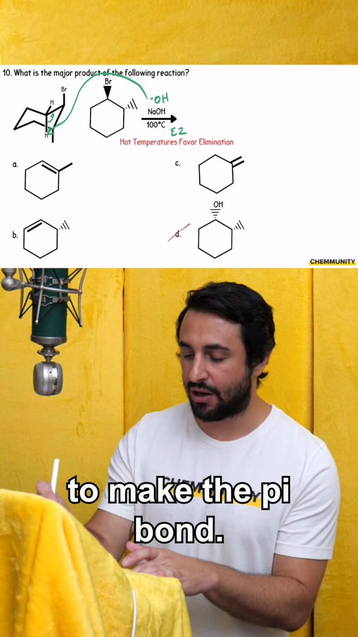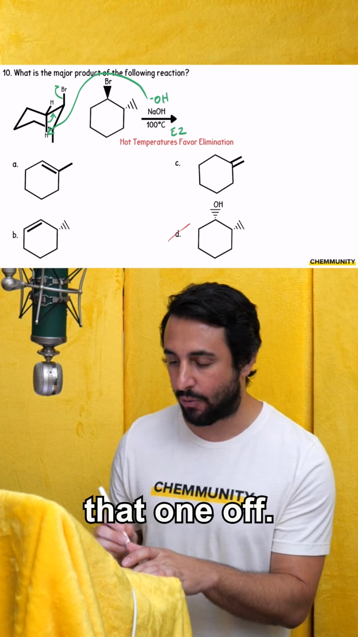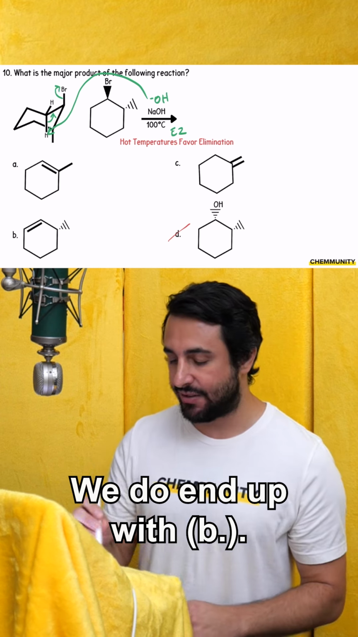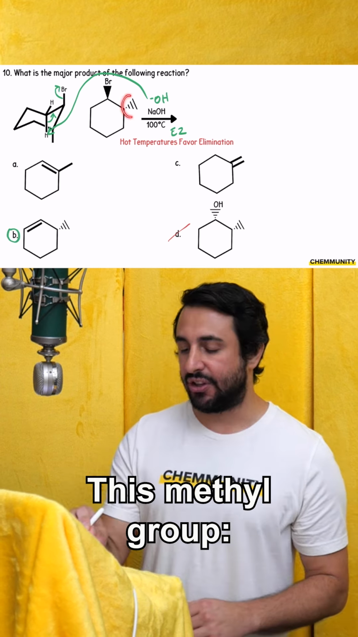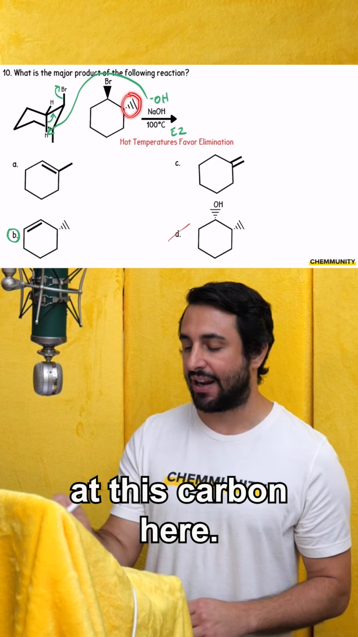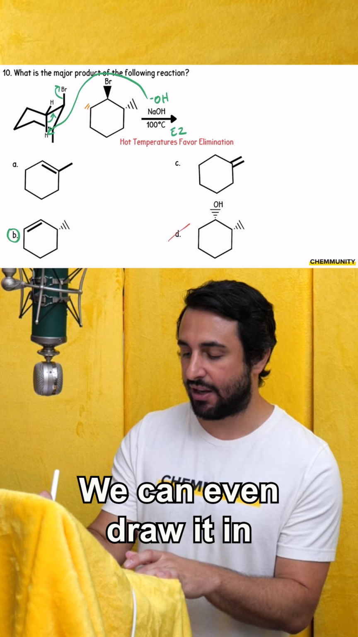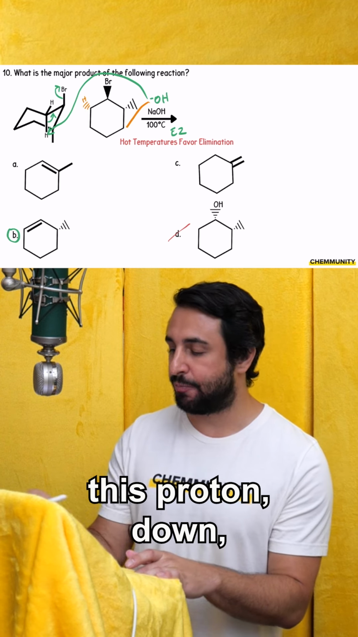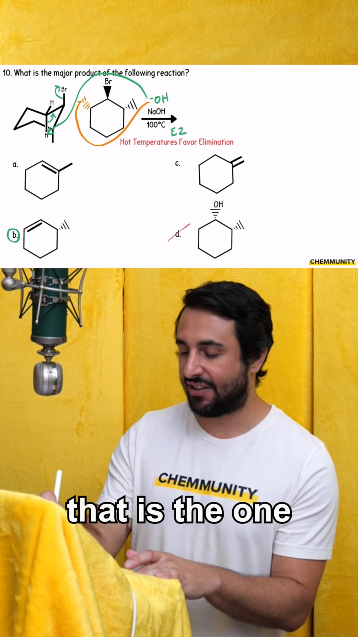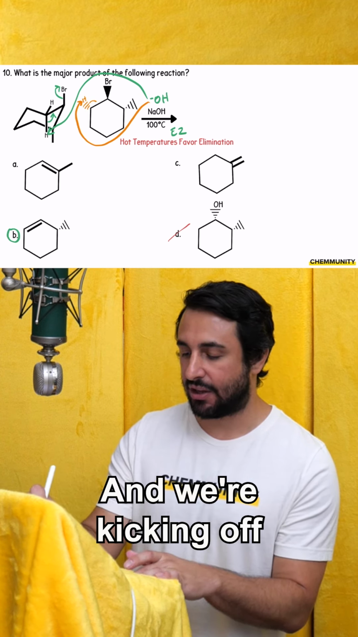This is going to go there to make the pi bond, and we're going to kick that one off. We do end up with B. This methyl group, no chemistry is occurring at this carbon here, so this remains untouched. We can even draw it in right here. We can show that this proton down, that is the one that got extracted, and we're kicking off that bromine.